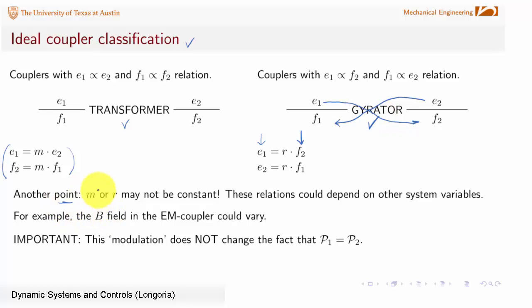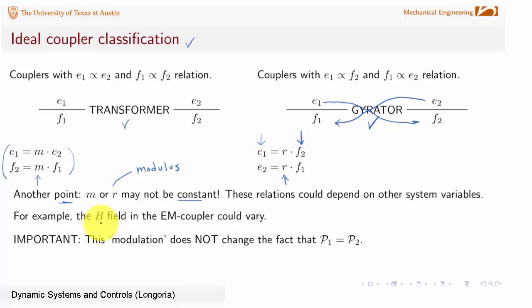Another important point is that these relationships that we might find through analysis or by being given data, the M or the R, and we'll call these modulus, singular, or moduli, might not be constant, and in those cases we'll say that they could be changed by another variable, or we'll say that they're modulated.